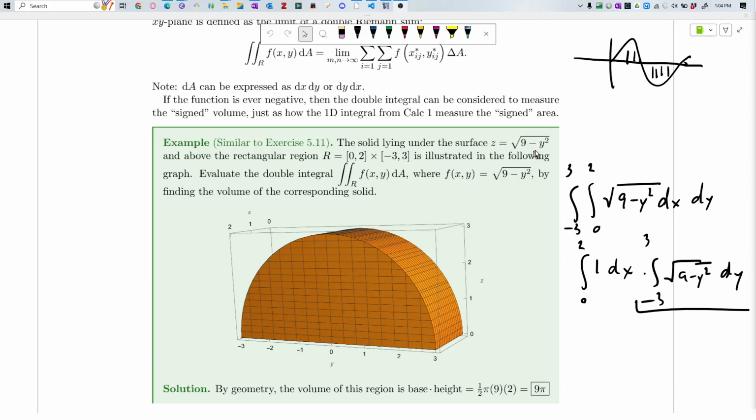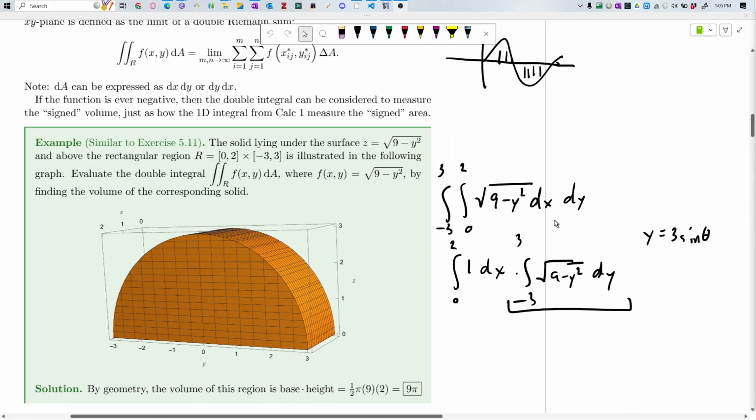So in this problem, you're given this function z is equal to the square root of 9 minus y squared. I've only modified your problem in terms of numbers, basically. So this 9 is a different number, and the rectangle that you consider this surface over is slightly different.